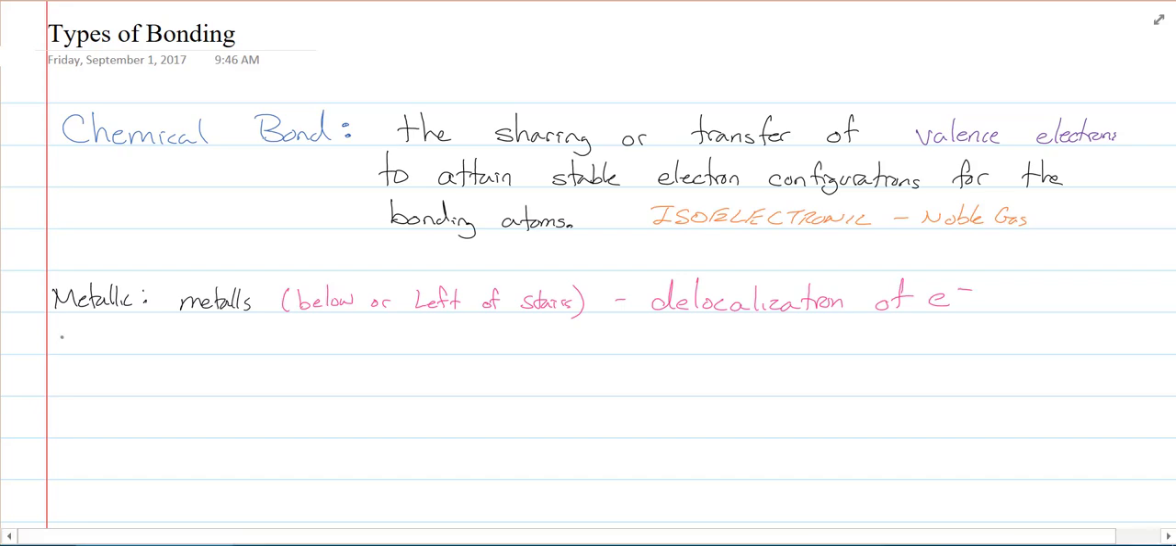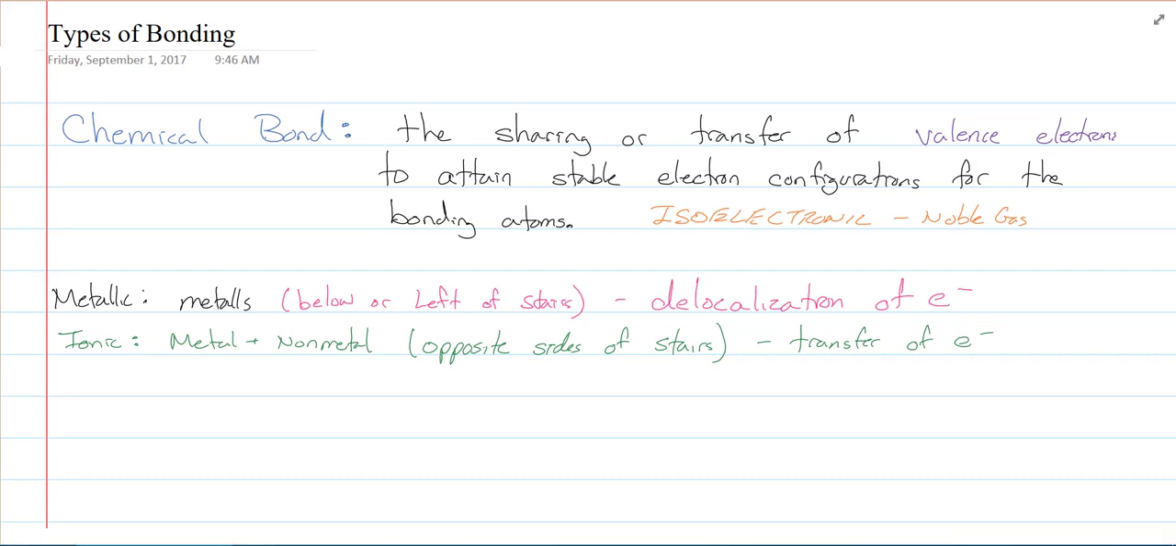Then we have ionic. And this would be a metal plus a non-metal. Right? And we are on opposite sides of the table, of the stairs. All right, far apart on the table. And these are a transfer of electrons. Electrons are transferred.